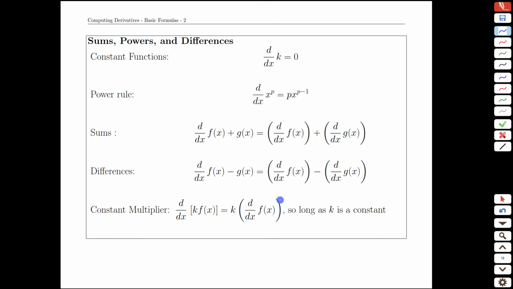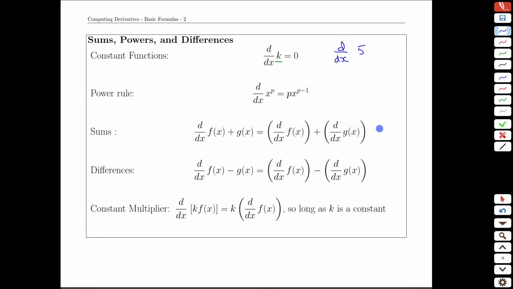Here is your first review of the derivative rules. The derivative of a constant is 0. So for example, if we have the derivative of 5, if you think of 5 as a function, it would just be a horizontal line. What's the slope of that line? It's 0.